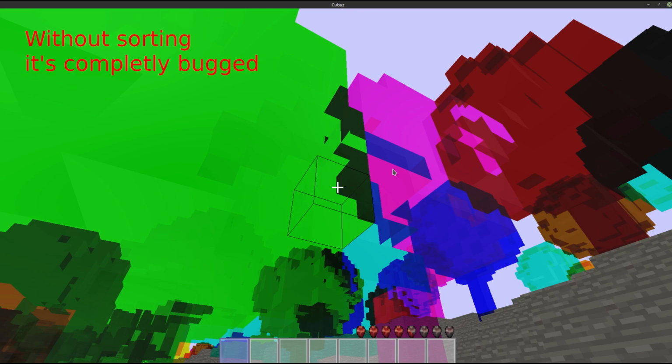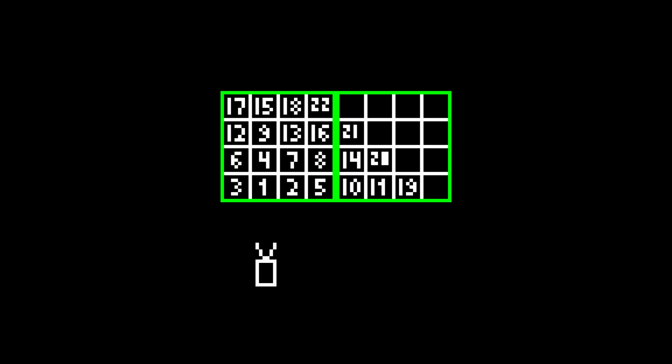Since Cubyz is a voxel game, I can make some assumptions that make the sorting easier. First of all, we don't even need a fully sorted list of triangles. It is enough to ensure that all potentially overlapping triangles are in the right order. Additionally, all the chunks are non-overlapping cubes. So it is enough to sort the chunks first and then only sort the faces inside each chunk.